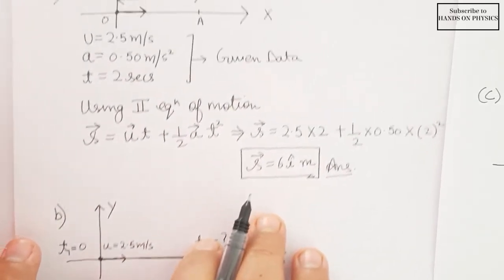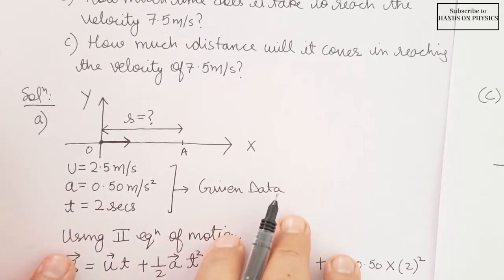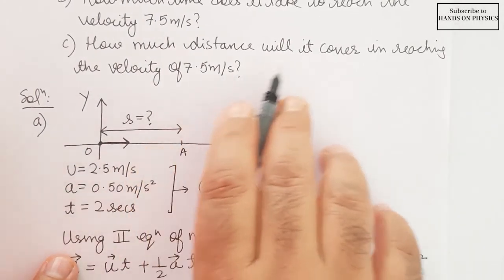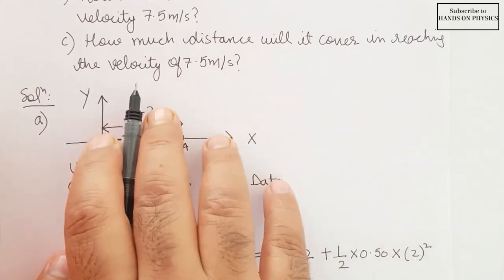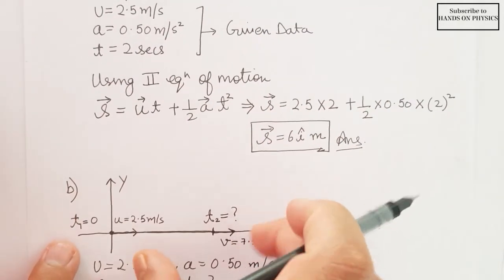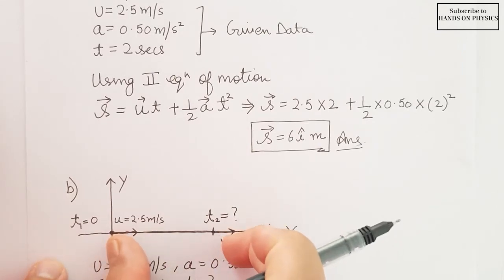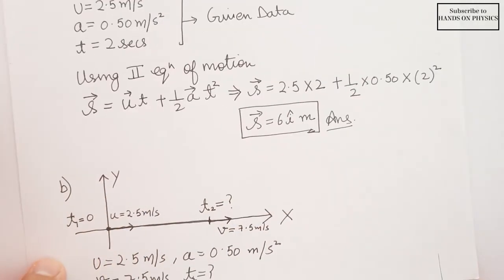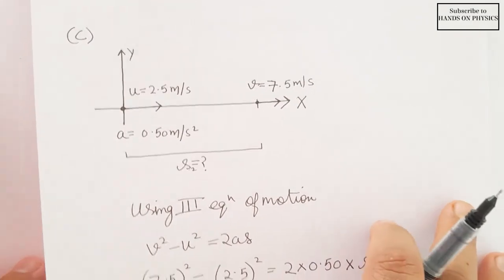Okay, now what's the other part? The other part is how much distance it will cover in reaching the velocity of 7.5. Now how much distance will it travel? It will travel some distance. Now that we have to find. Again we will map the conditions for easy calculations.